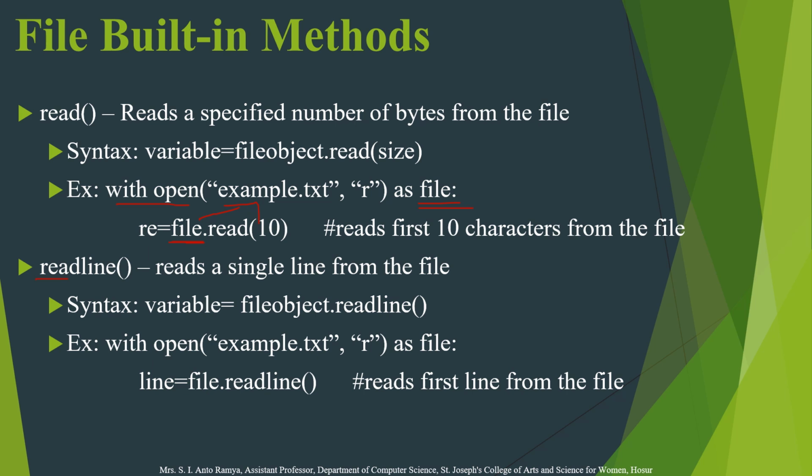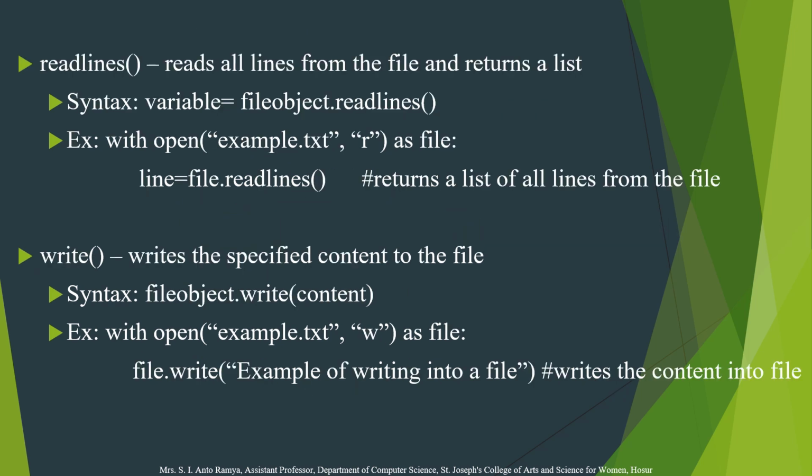Next one is readline, that is used for reading an entire line from the file. So the syntax is variable name is equal to file object.readline. The same example as previous: with open example.txt comma r as file, line is equal to file.readline. So this is going to read the first line from the file.